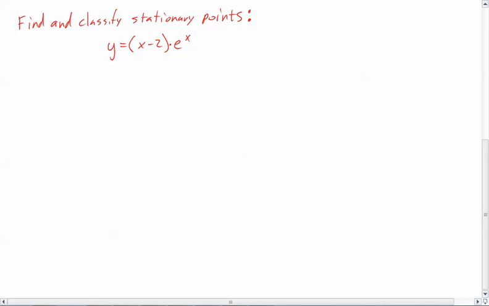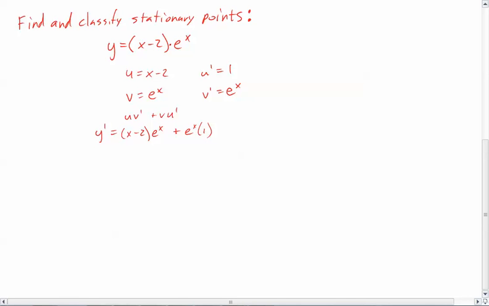This definitely looks like a product to me, so I'm going to say that u equals x minus 2, v equals e to the x. So u prime will equal 1, and v prime, of course, the derivative of e to the x is e to the x. And so y prime equals uv prime plus vu prime. So x minus 2 times e to the x plus v, which is e to the x, times u prime, which is 1.